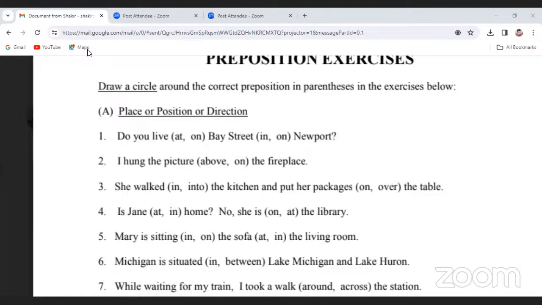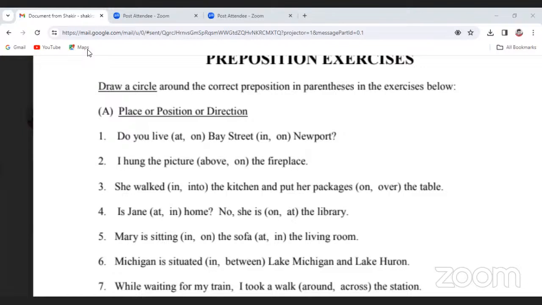She walked dash the kitchen and put her packages dash the table. Who would try? Into, over. She walked into the kitchen and put her packages on the table. Right. We move to number 4.